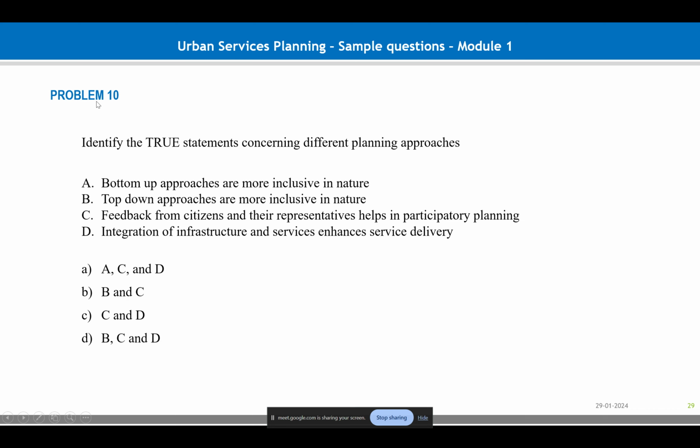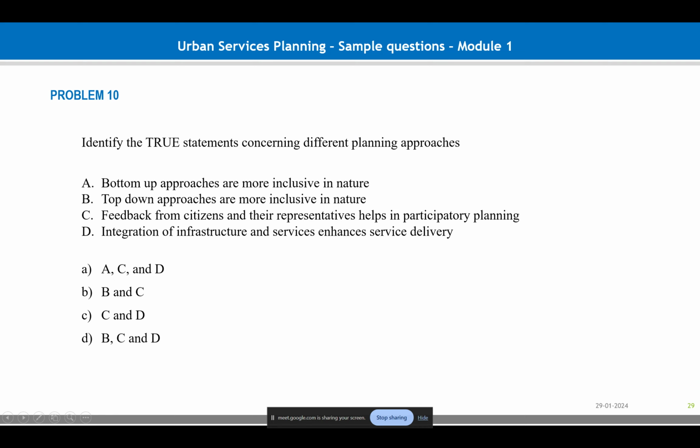Yes. So question number 10, identify the true statements concerning different planning approaches. A, bottom up approaches are more inclusive in nature. B, top-down approaches are more inclusive in nature. C, feedback from citizens and their representatives helps in participatory planning. D, integration of infrastructure and services enhances service delivery. So A, is that right? Except B, all are correct. Yes, correct. So except B, all are correct means A, C, and D are correct. Top-down approaches are more inclusive in nature is a false statement because we've discussed that.